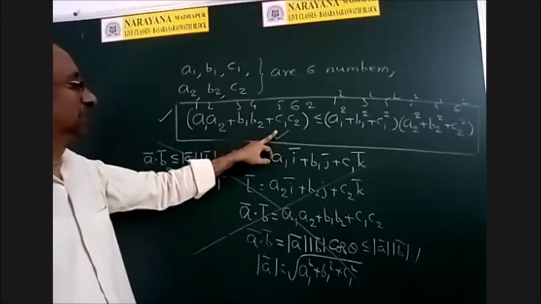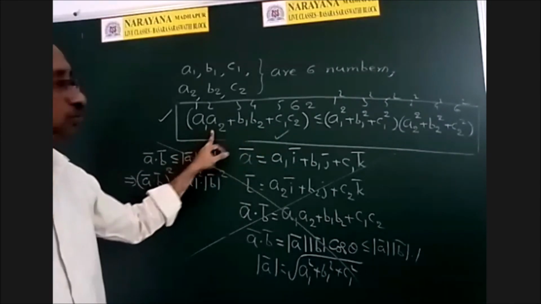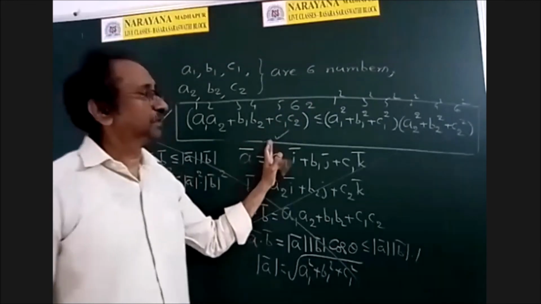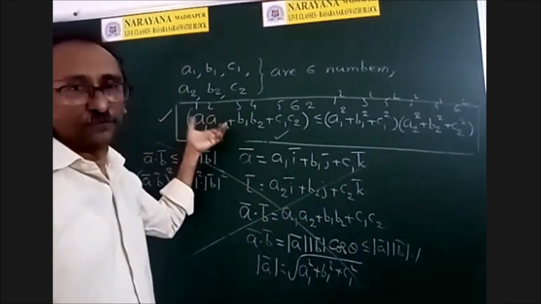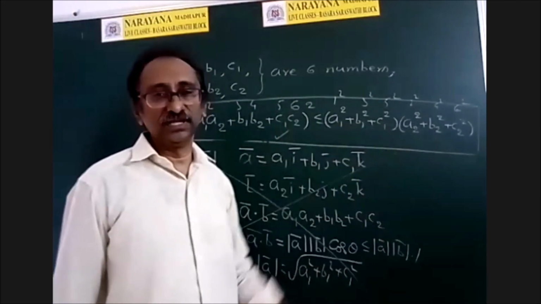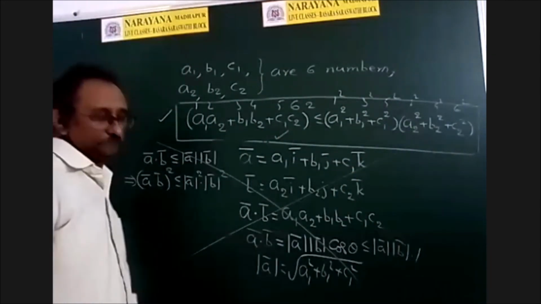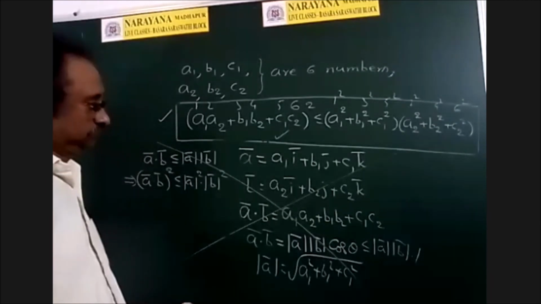So this is 30 and this is 12 and this is 2. Add them and square them and also see these results. And you can observe that this is less than or equal to that product. Okay, sir. Thank you.